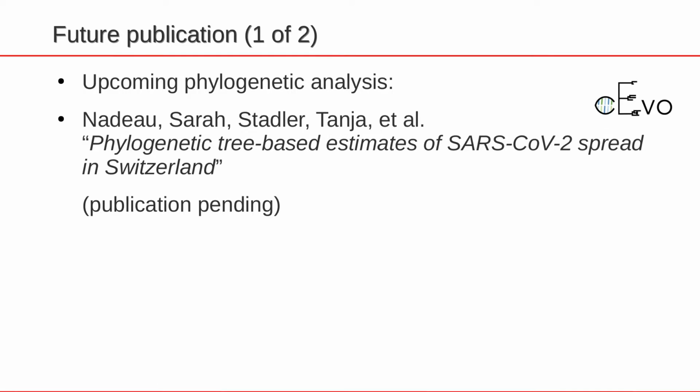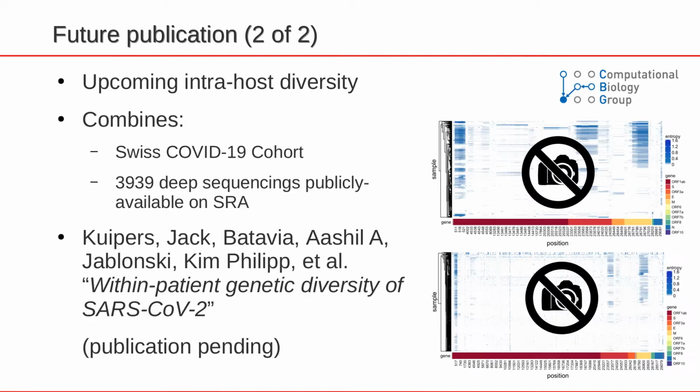In the coming weeks, the Computational Evolution Group of ETH will publish an article using phylogenetic trees to estimate the spread of the SARS-CoV-2 virus. Using the intra-host analysis possibility offered by VPipe, the Computational Biology Group of ETH will also publish an in-depth analysis of the genetic diversity of SARS-CoV-2 within patients. This publication will combine the Swiss COVID cohort and also nearly 4,000 deep sequencings available on the Sequence Read Archive.